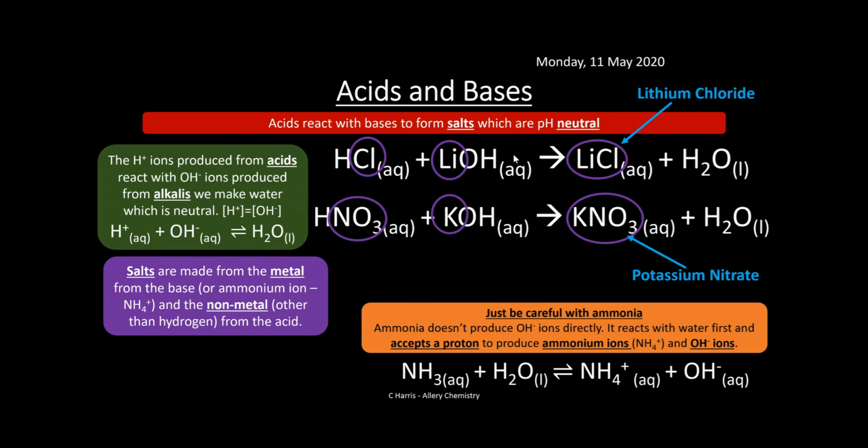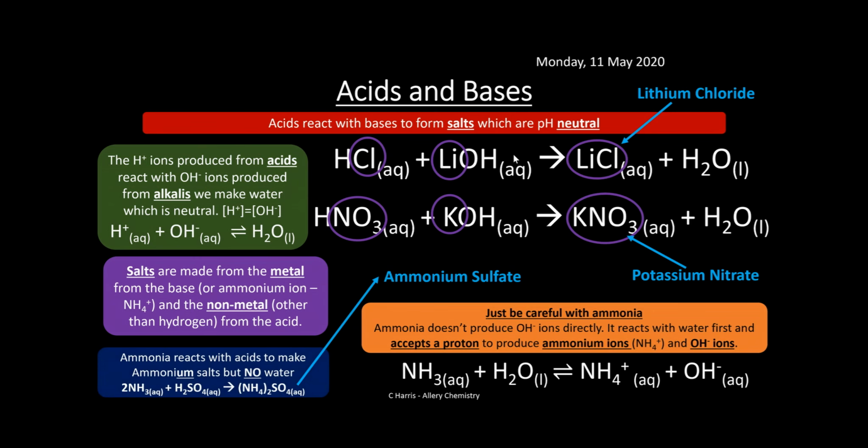Here it is. With ammonia, ammonia doesn't actually produce OH- ions directly. It reacts with water first, accepts a proton, and produces ammonium ions and OH- ions. So you can see here, remember we looked at that just before, ammonia reacting with water, it uses the water to form your OH- ions. So ammonia itself doesn't have OH- ions, unlike your strong bases where they do.